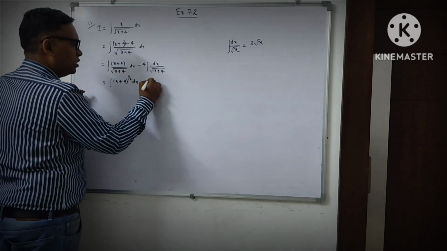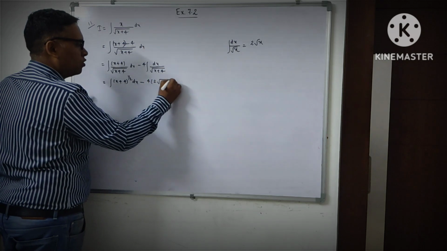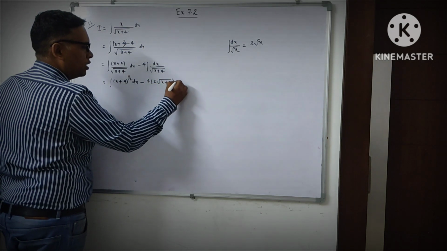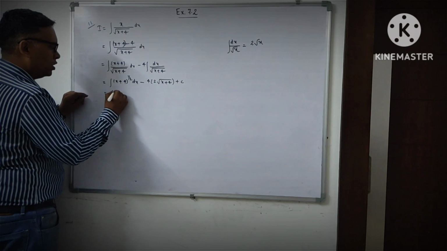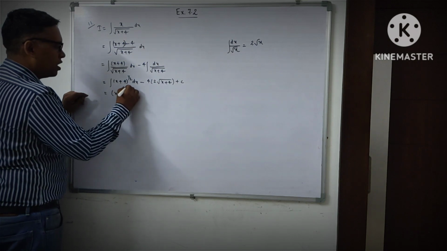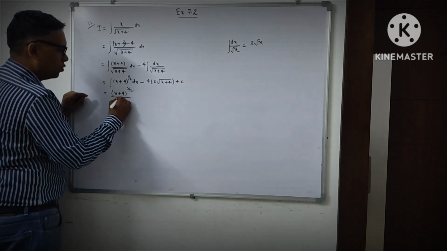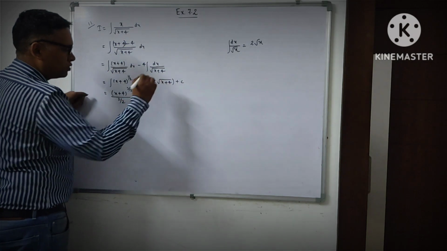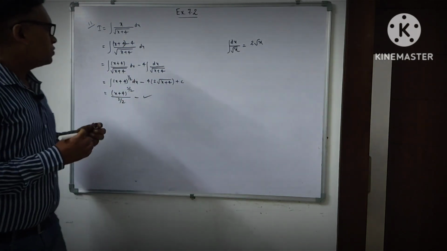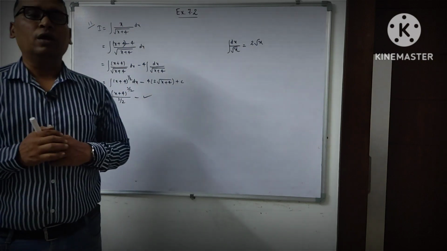This is 1 by root x. It would be 2 times of this, plus c. So here it would be (x plus 4), half plus 1 is 3 by 2, whole upon 3 by 2, and the rest is, children, copy paste. So we have completed question number 11.